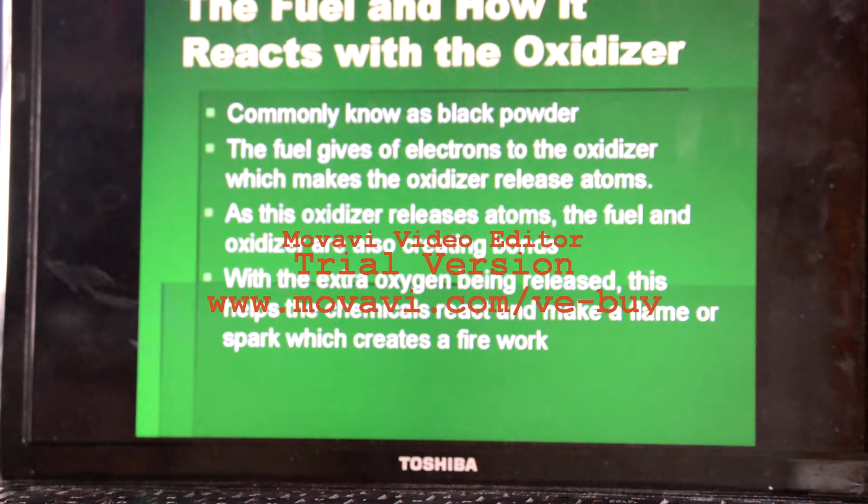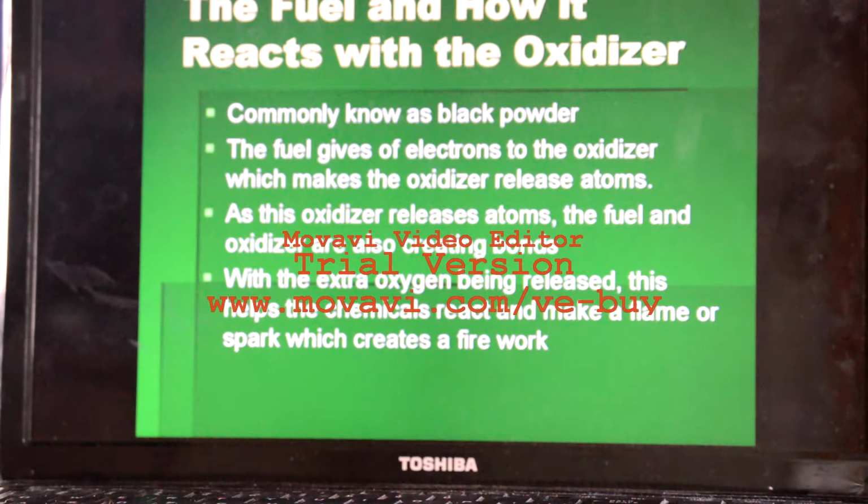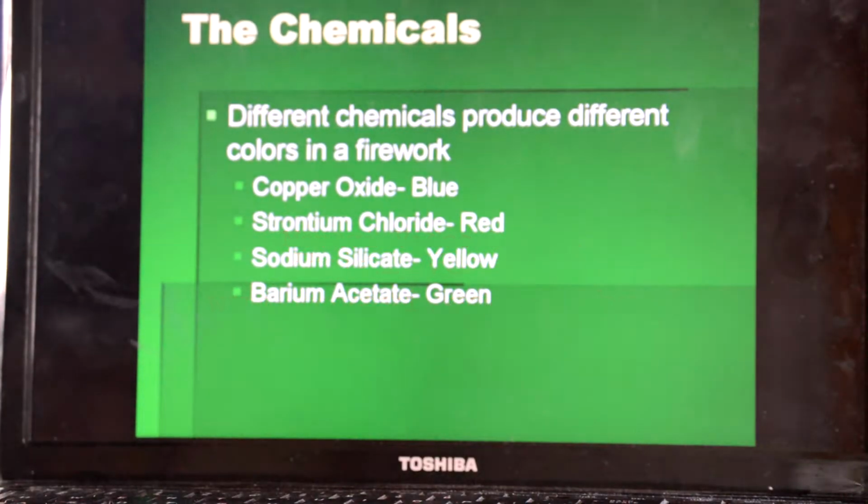firework. So as the fuel releases its electrons and gives them to the oxidizer, the oxidizer lets go of some of its atoms in the form of oxygen, which then helps the chemicals to react and light on fire easily. The chemicals.